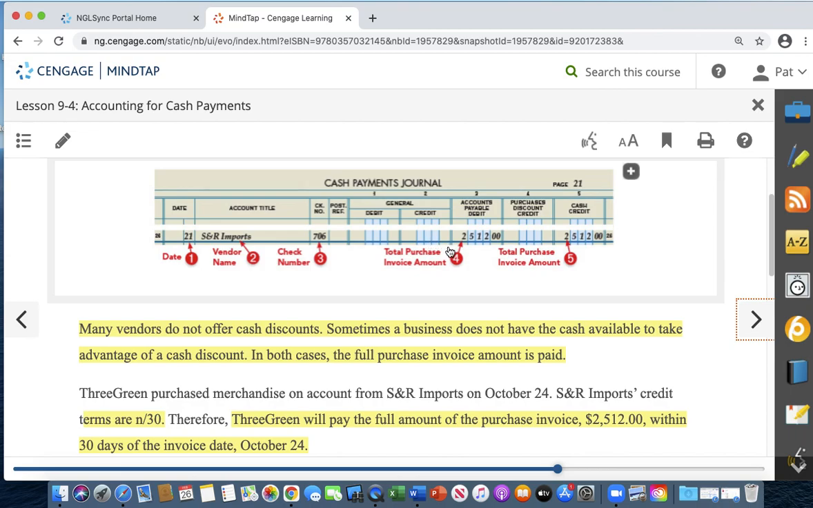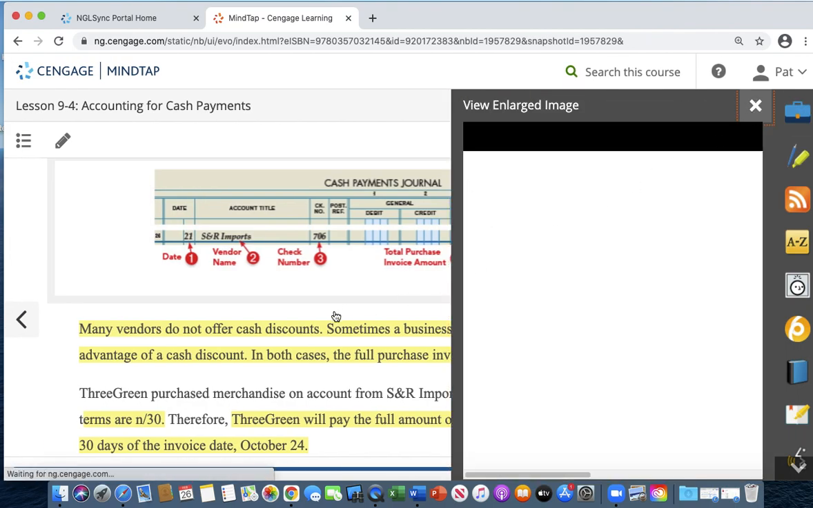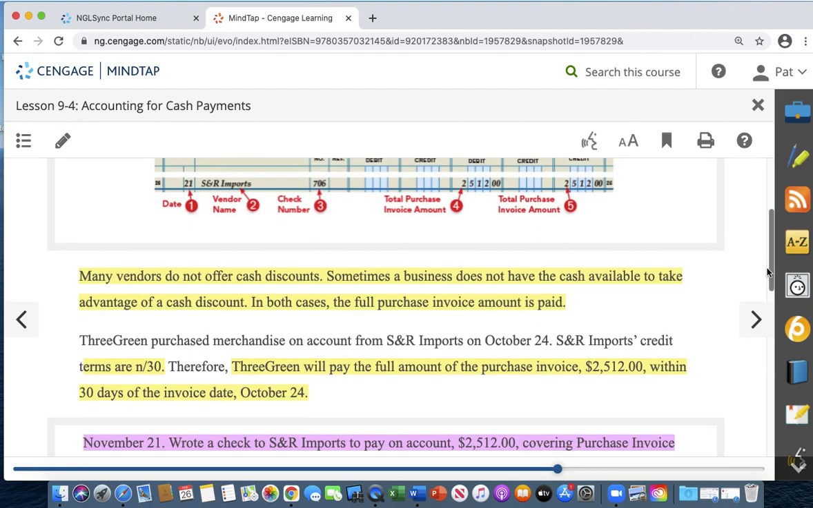So it might say stuff like terms are n/30, and you're like, well, wait a minute. What about the 2% discount? Well, they might not offer it. They just say that your bill's due within 30 days. Okay, that's fine. So we pay the bill off, and you just write a check for the full amount, and you take it off the accounts payable debit. You'll list the account vendor as the person that you're paying off. So if you went in the store and you still owed them $2,512, you paid them off, you write it as a debit to the payable, and a credit to cash. We're just not taking advantage of any discount.